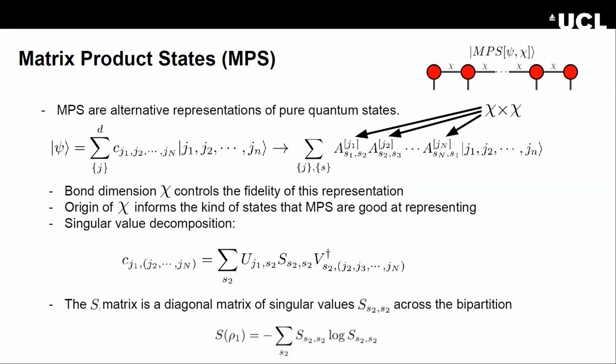And those kinds of states that MPS are good at representing, states with very short range entanglement, are exactly those area law states that we heard about earlier. So that's an example of the kind of states that have good MPS representations.